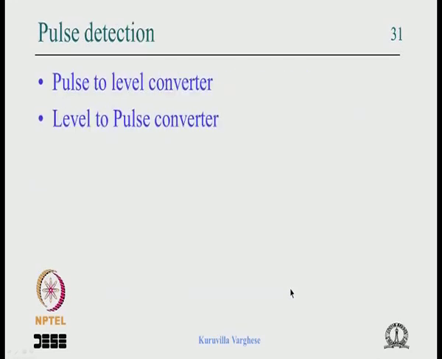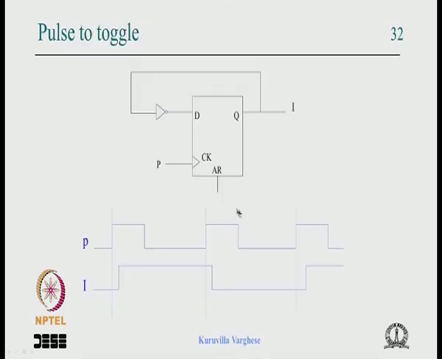So what we will see first is how to convert a pulse to a level. That is very simple. Assume that this is a pulse. Okay, I have not shown much gap, but assume there is a gap, then the next pulse comes, and this is a D flip flop. You see the pulse is given as a clock. Okay, and at the beginning it is reset.